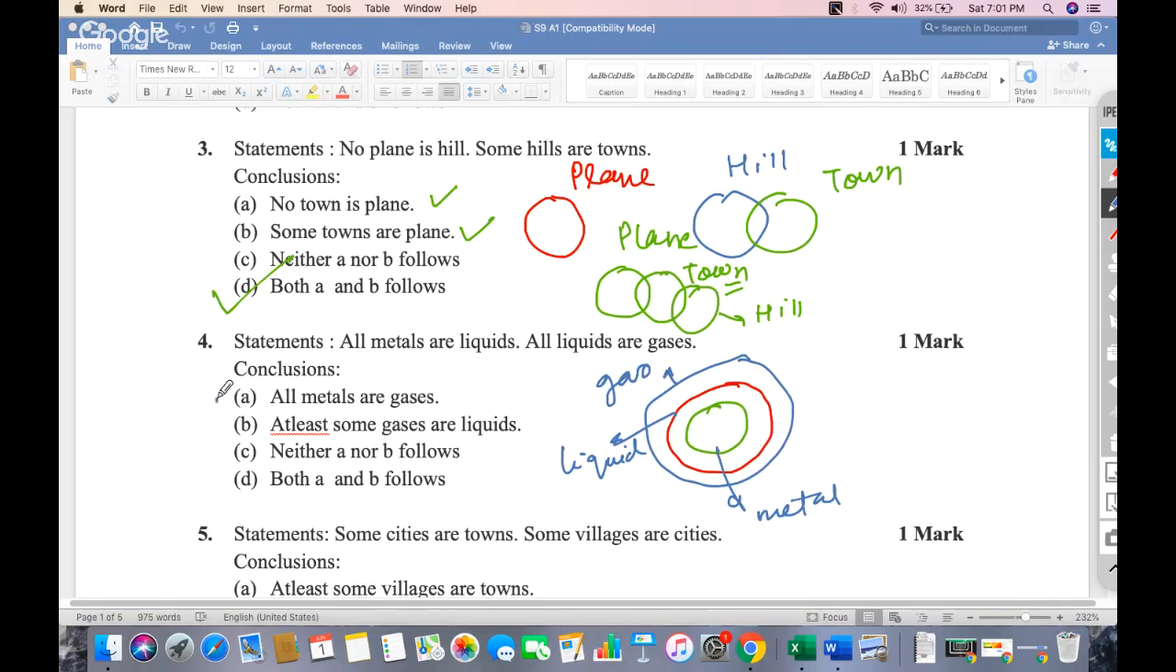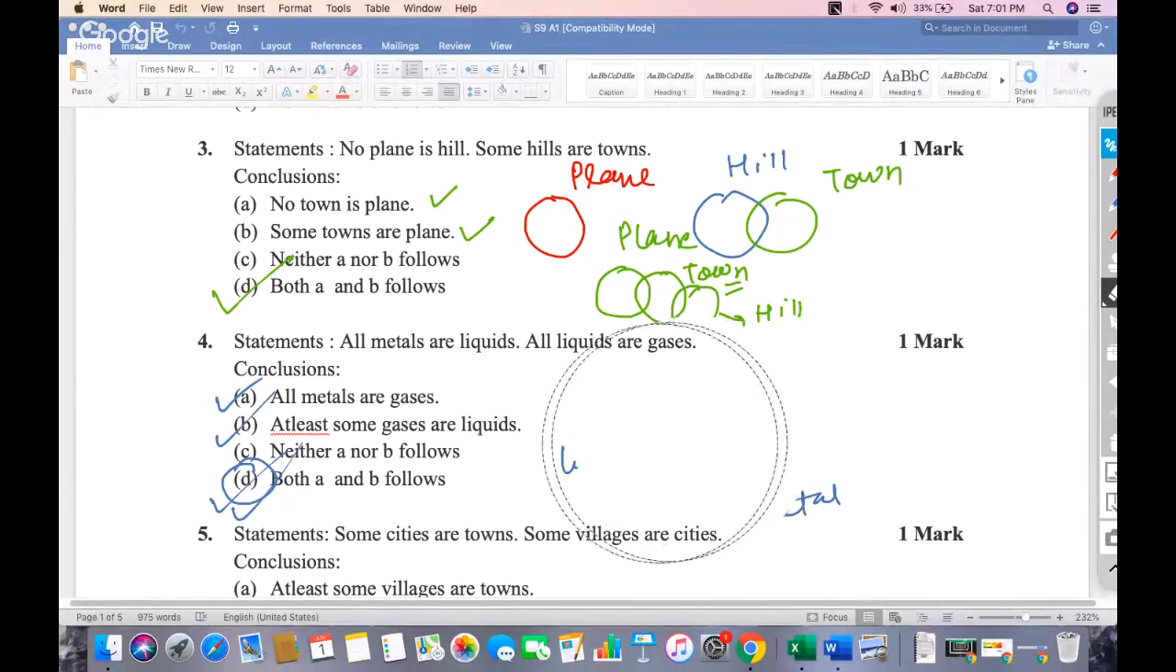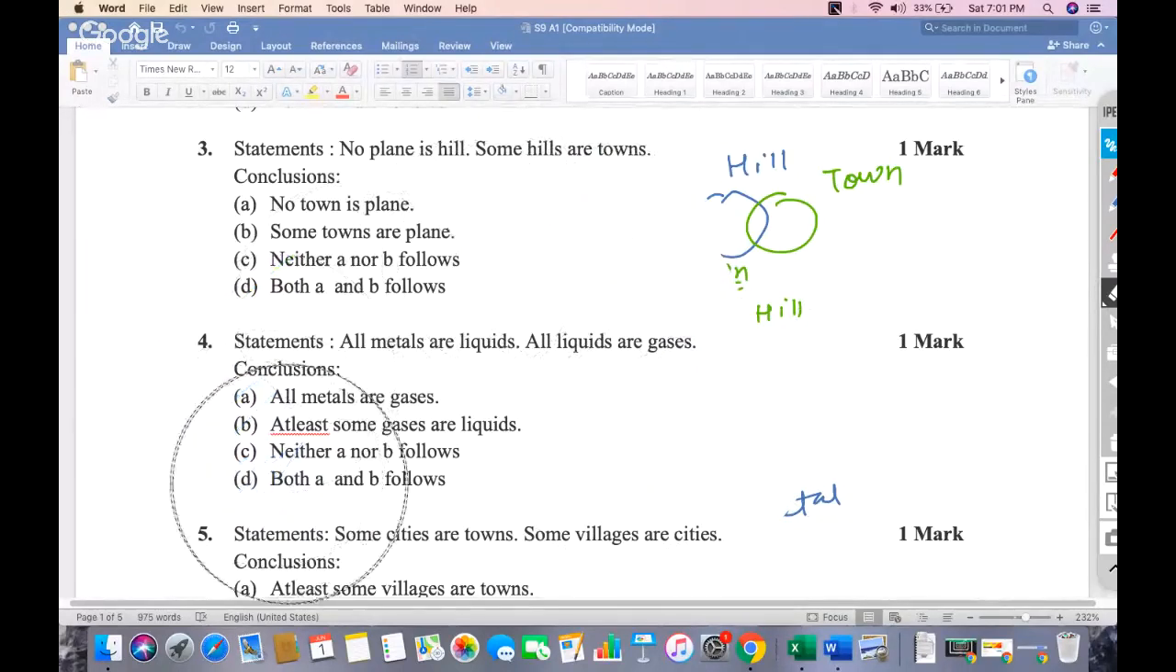So all metals are gases is correct. At least some gases are liquid. Yes, at least some gases are liquid. So B is also correct. So if A and B are correct, there is one option for both, that both A and B follow. So here also the option would be D. So this is the answer.